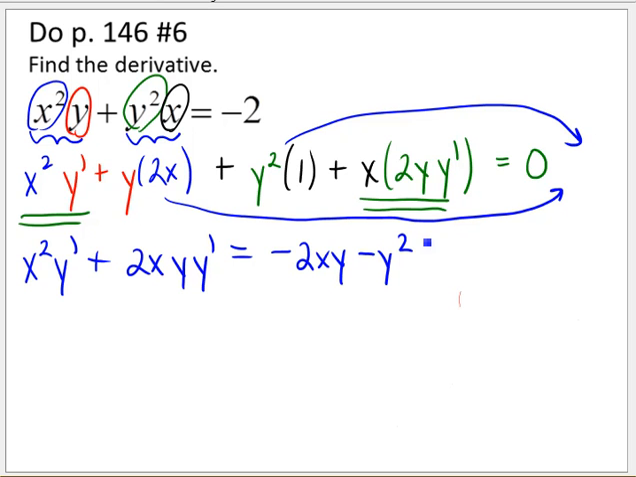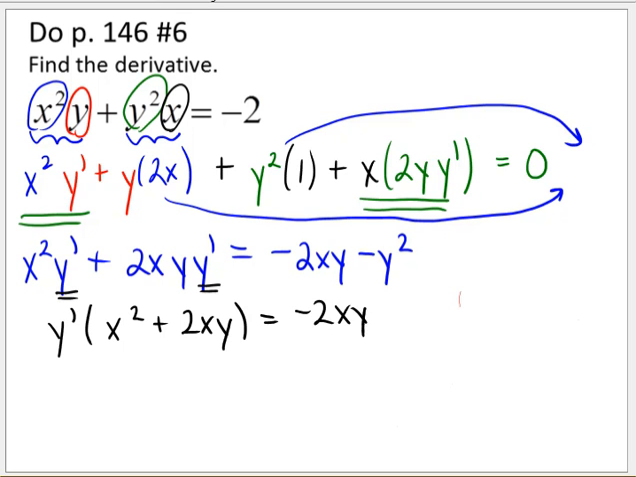Third step, factor out the y primes. So I have a y prime here and a y prime here. Let's factor that out. So I have y prime times x squared plus 2xy equals negative 2xy minus y squared.